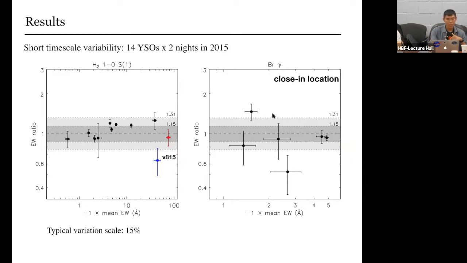On the other hand, the Brackett gamma emission can change a lot on a timescale of 1 or 2 days. This means that the Brackett gamma emission is generated very close to the star. When the star and the accretion stream are co-rotating, we can get these very big variations on a timescale of 1 day. But the molecular hydrogen emission is formed a little bit further out in the disk, so you can't really see variability on a timescale of 1 day.